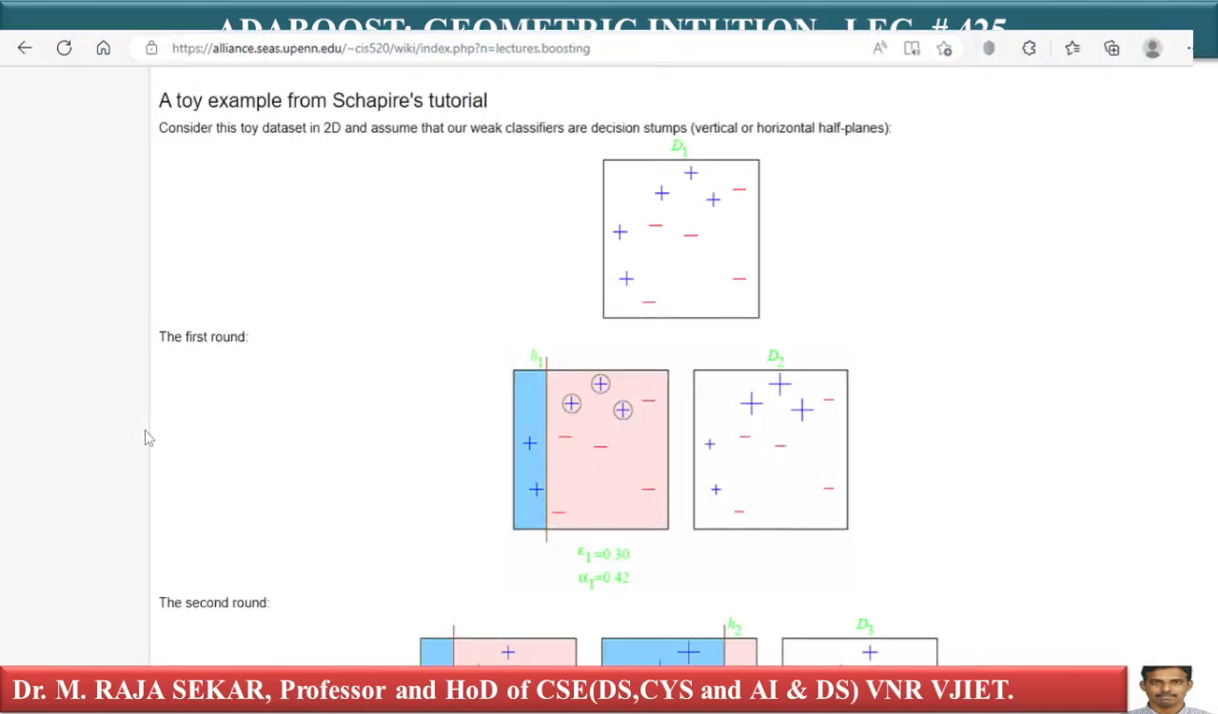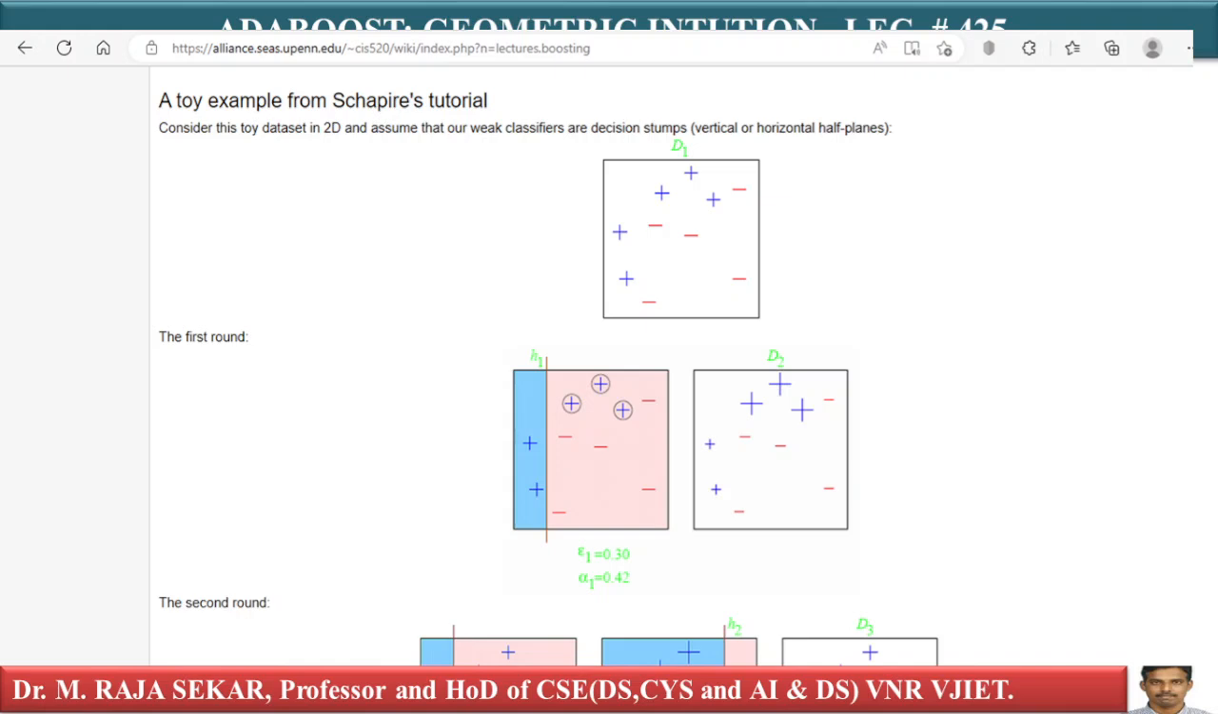My dear friends, welcome to Rajashekar classes on applied data science with Python. This is lecture number 425. In this lecture, we will try to understand the geometric intuition of Adaboost.